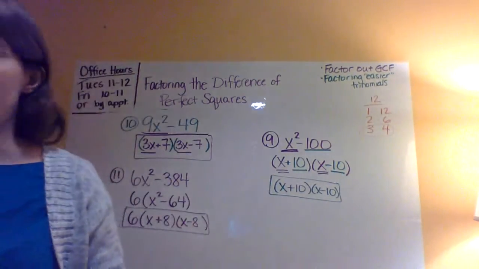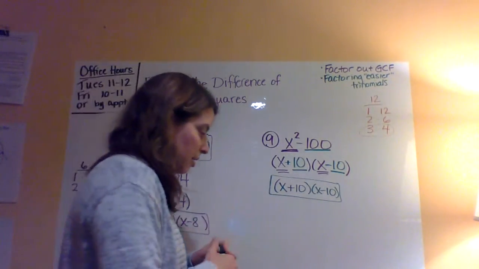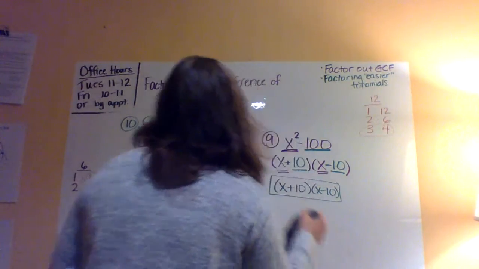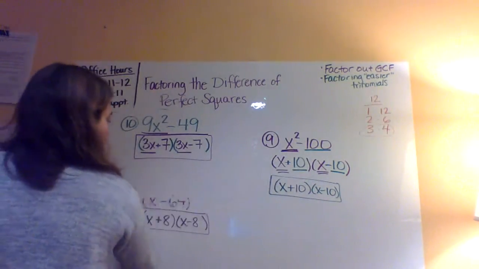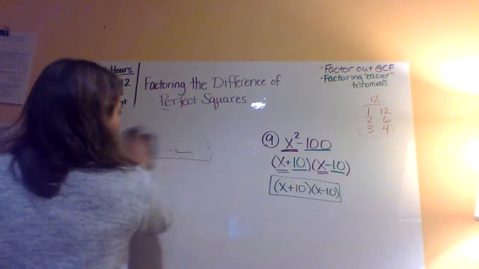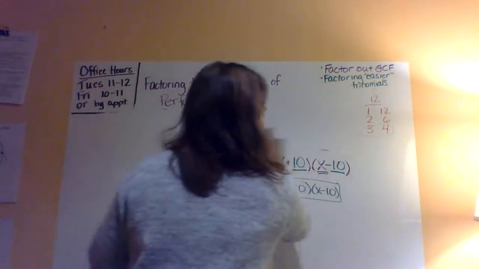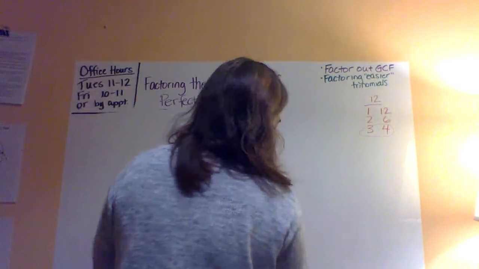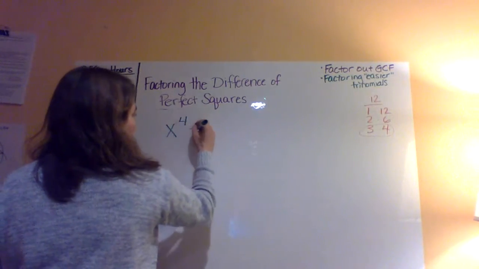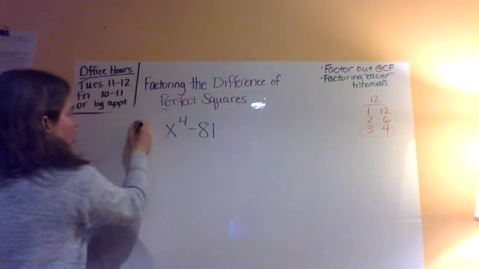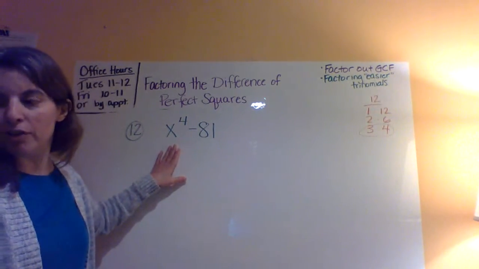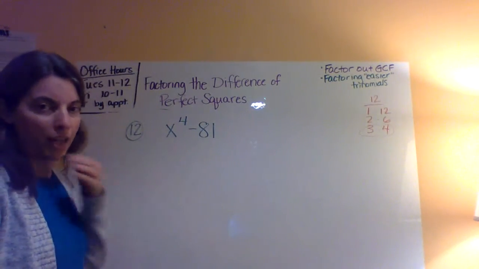Okay, so here we are back to do number 12 on page 5. So when we look at this, we can see that there are no GCFs other than 1. There's no GCF because we have x to the 4th minus 81. So again, there's no x in the last term, and since the coefficient of the first term is just 1, there's nothing they're going to have in common other than 1.